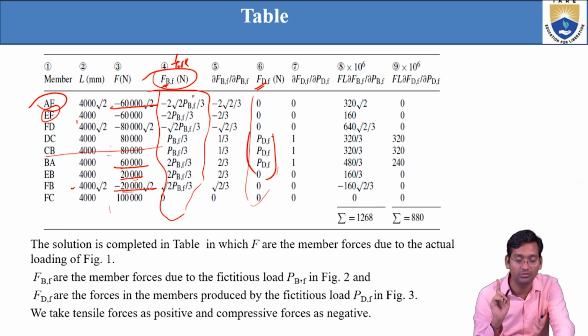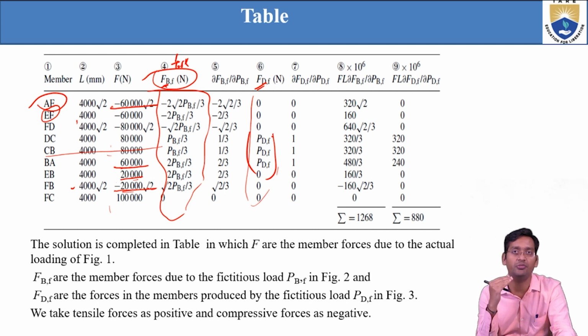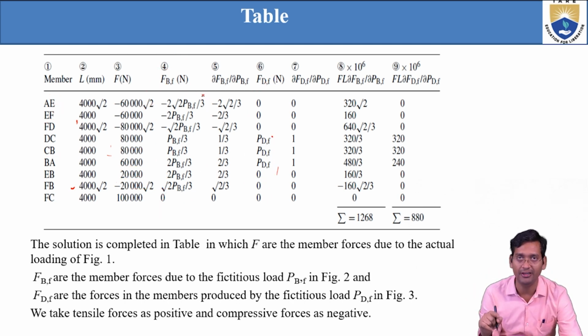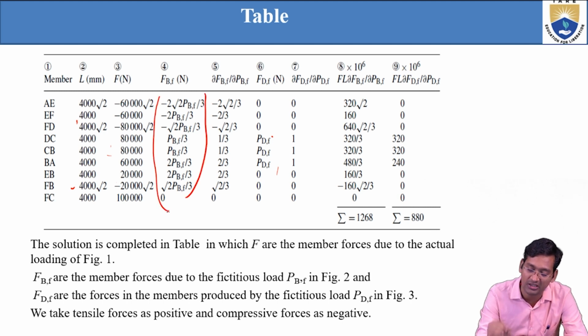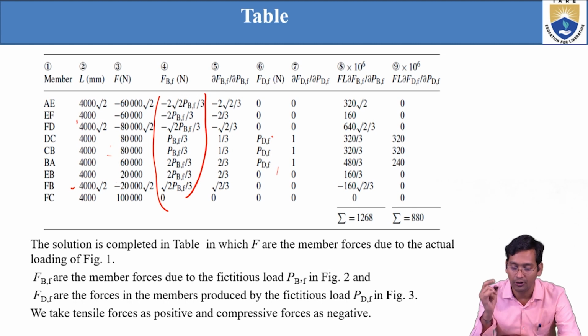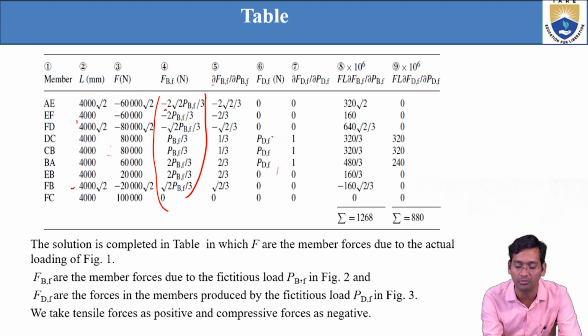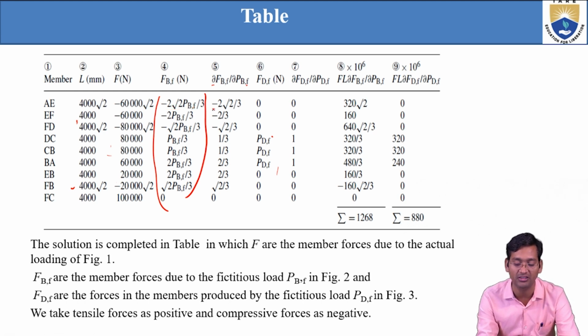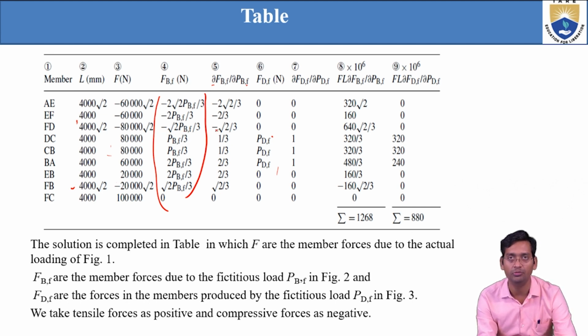So now next is what? For finding PBF, differentiate with respect to PBF. For finding deflection at D, differentiate with PDF. So now for finding B, first we will find B. For finding B, this equation, that is FBF, differentiate with respect to PBF. So after differentiating here, what we will get? Del FBF by del PBF. So wherever PBF is there, that becomes 1. Remaining everything will be there because with respect to PBF we are differentiating. So differentiation of minus 2 root 2 PBF by 3 will give you minus 2 root 2 by 3. Similarly, minus 2 PBF by 3 will give you what? Minus 2 by 3, because differentiation of PBF is 1. So minus 2 by 3 into 1 is minus 2 by 3. Then differentiation of minus 2 root 2 PBF by 3 will give you minus root 2 by 3.